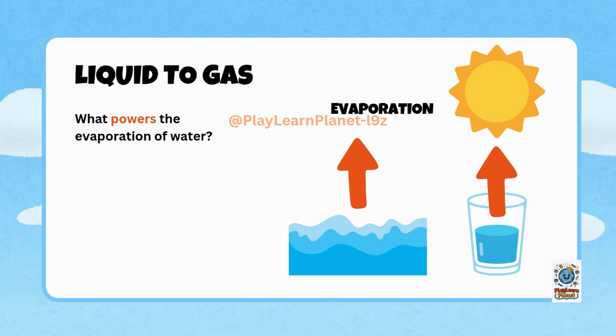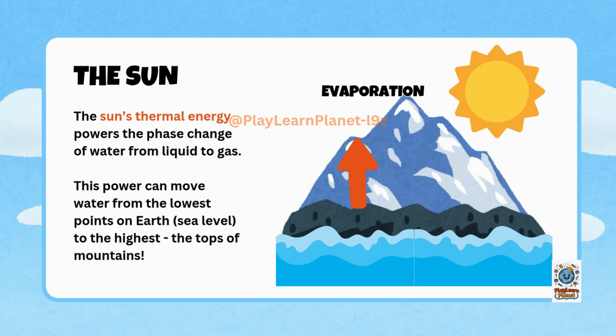What powers the evaporation of water? The sun. The sun's thermal energy powers the phase change of water from liquid to gas. This power can move water from the lowest points on Earth, sea level, to the highest, the tops of mountains.